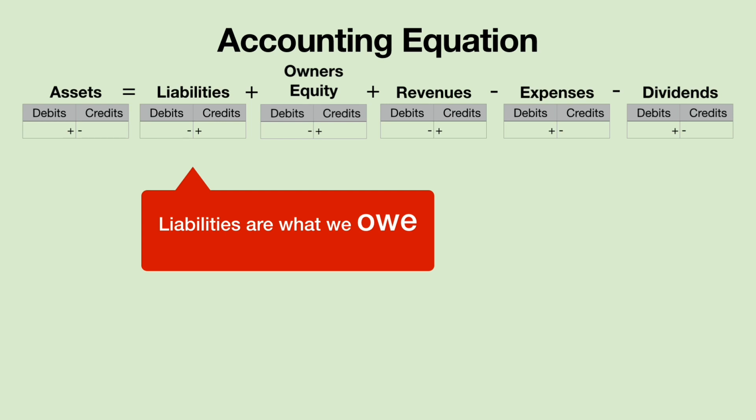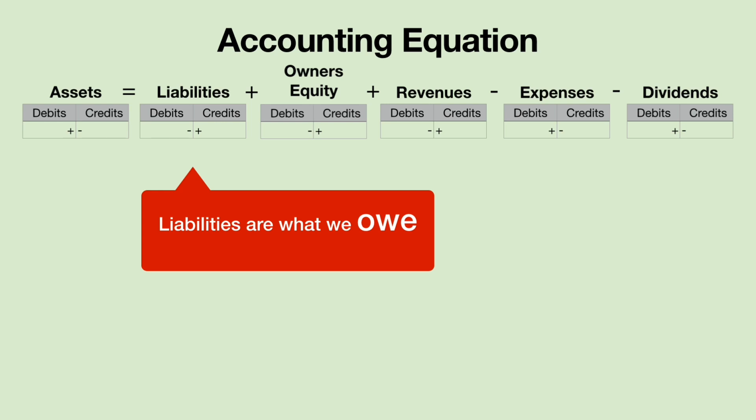Liabilities are what we owe. These are our bills that we haven't paid. This is our debt. Liability accounts include accounts payable, notes payable, mortgages payable, interest payable, bonds payable.